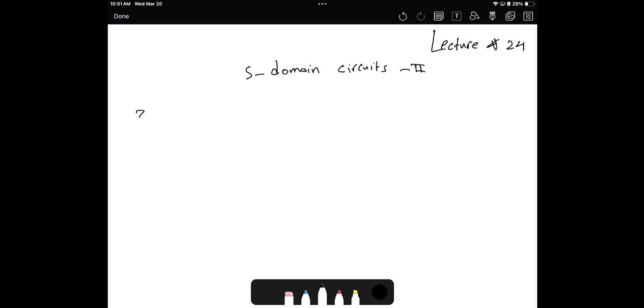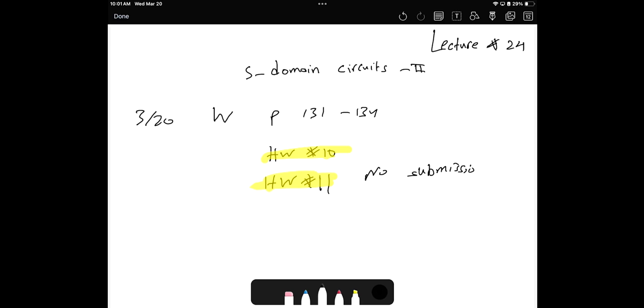Let's write, today is March 20, Wednesday. The readings are pages 131 to 134. It's also the due date for homework number 10 and homework number 11. There is no submission for homework 10 or 11. The solutions are posted online in Canvas.